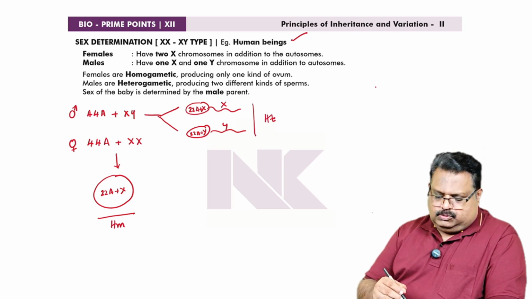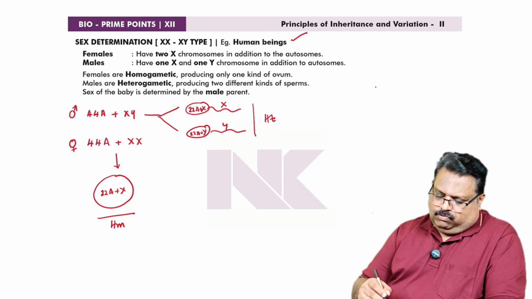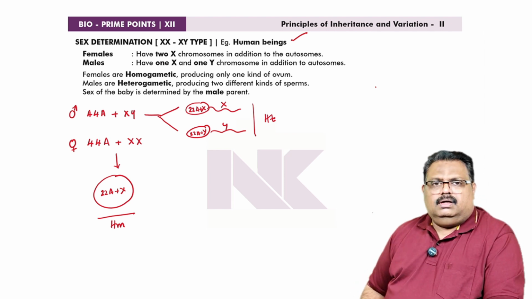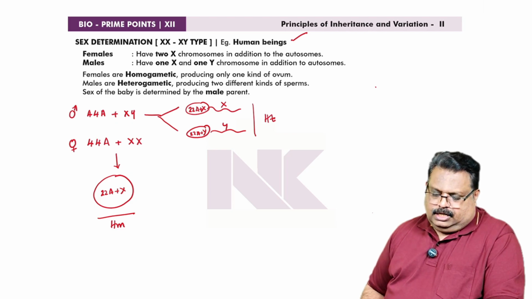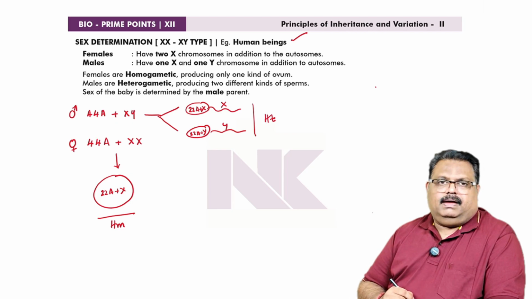When the X-containing sperm fuses with the ovum, a female young one will be produced. When the Y-containing sperm fuses with the ovum, a male child will be born. That means the sex of the baby here is determined by the heterogametic parent, that is the male parent.